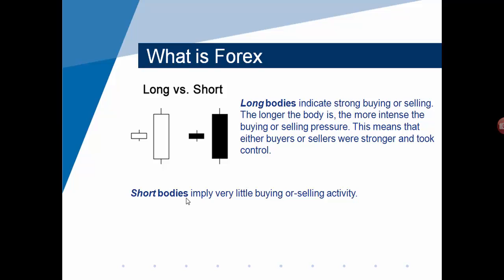Now, we have two types of candlesticks that we look at. We have the long bodies, which indicate strong buying or selling pressure. The longer the body is, the more intense the buying or selling pressure is. This means either the buyers or sellers were stronger and took control of the market.